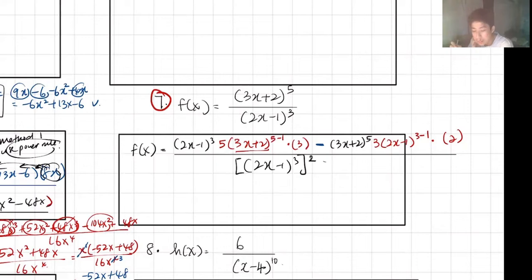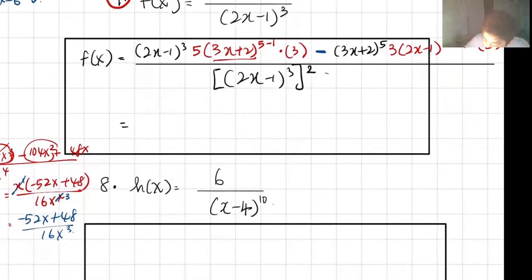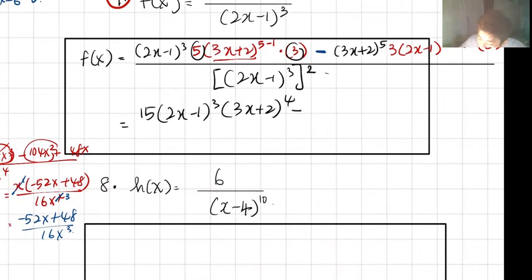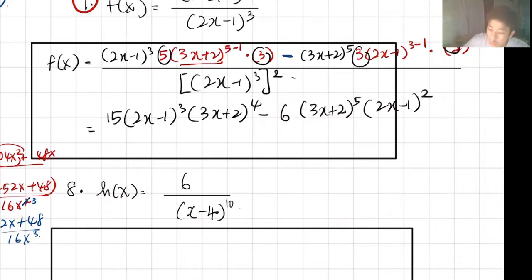Okay. So what I get is, just roughly solve for the top. So this 3, 5, I'll multiply them together, becomes 15. Then I copy everything, 2x minus 1 cubed, 3x plus 2 to the power of 4, because 5 minus 1 gives me 4 now. Minus, what numbers I have. I always look for the numbers first, because numbers will stay in front. 3 times 2 gives me 6. So 6 will stay in front. Then I copy the rest. 3x plus 2 to the power of 5, 2x minus 1 to the power of 2. Okay, you don't have to expand, just leave it like this.